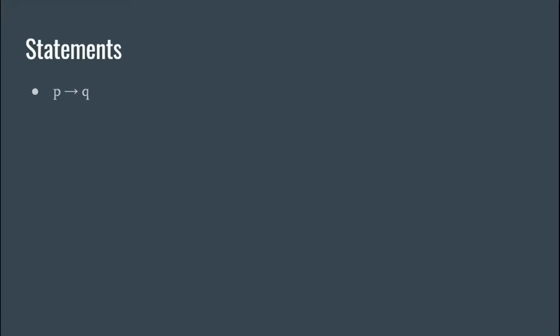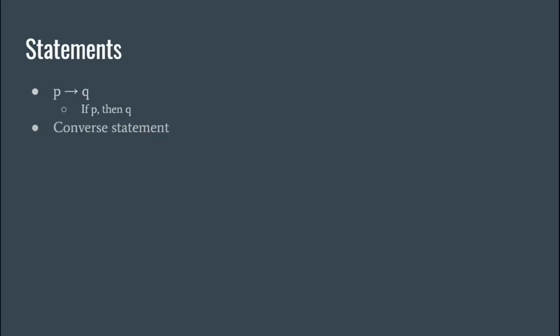Or I guess statements in general first. So this is the basic thing we'll be working with. If you haven't seen this symbol before, you should check out my logic and truth tables videos to get reacquainted with the symbols. But this symbol here, the arrow pointing to the right, is your if-then symbol. So if P then Q.